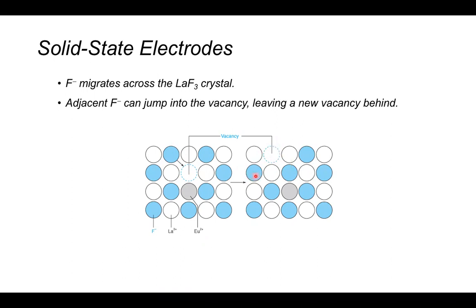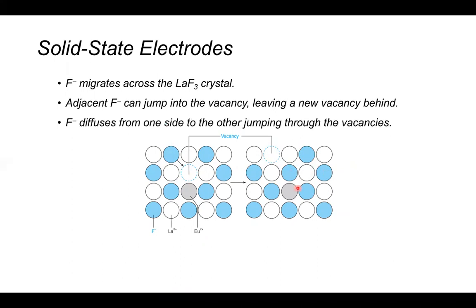So then this one could hop here. And then if there's a space over here somewhere in the extended crystal, these ones can hop through, then this one can go through, and so on. And that's how the fluorides move through the crystal. So the fluoride diffuses from one side to the other, jumping through the vacancies.